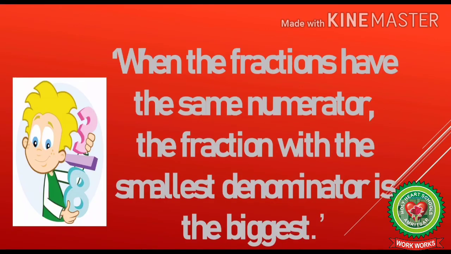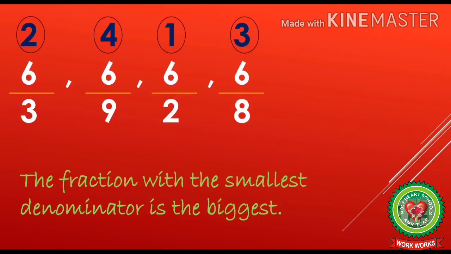We have also learnt when the fractions have the same numerator, the fraction with the smallest denominator is the biggest. So, according to the rule, we will look for the smallest denominator to find out the biggest fraction. Then we will put the numbers and accordingly arrange the fractions in descending order.